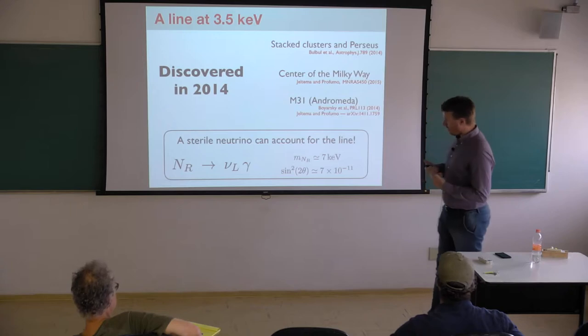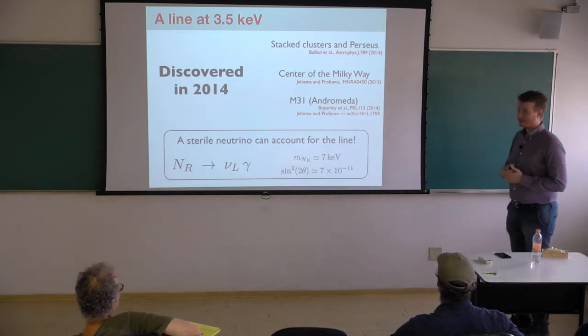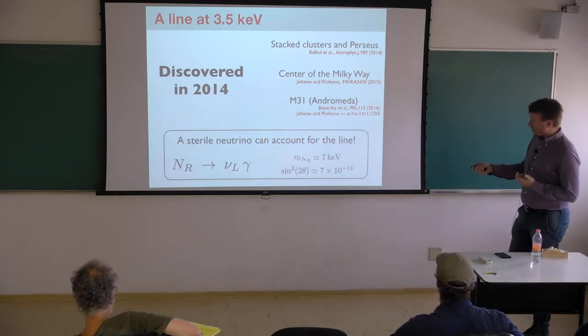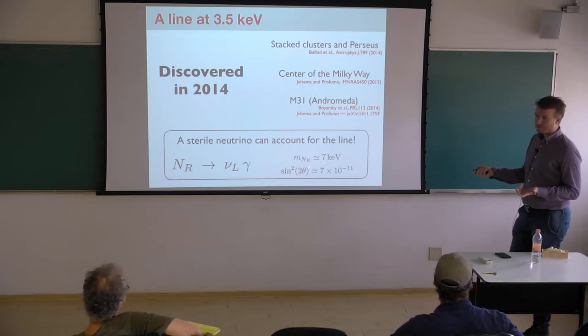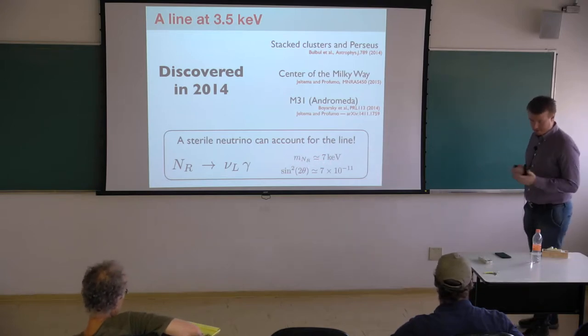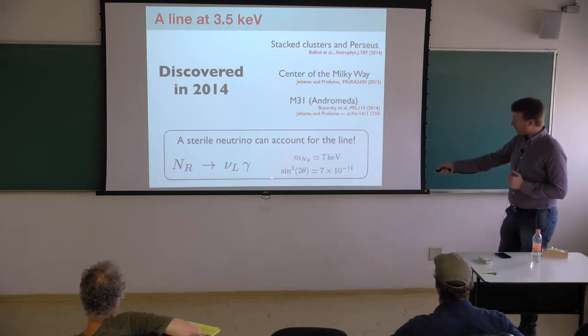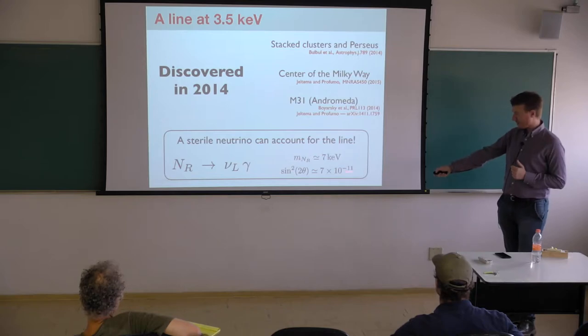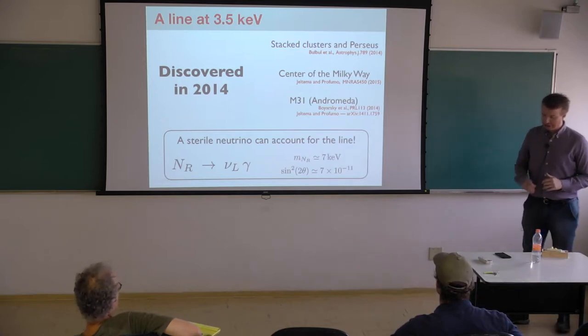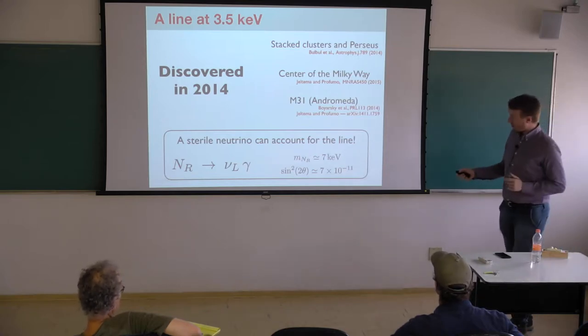And so there was a lot of excitement back in 2014 because this is a dark matter candidate motivated from particle physics. We expect that there have to be some right-handed neutrinos. And these numbers are not excluded. This mixing angle is really small. Okay, so this is viable.